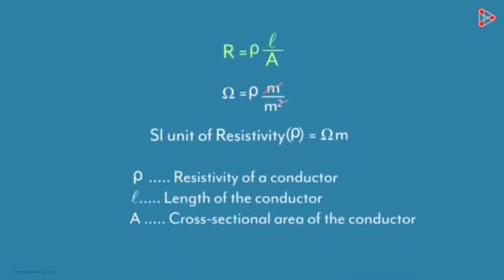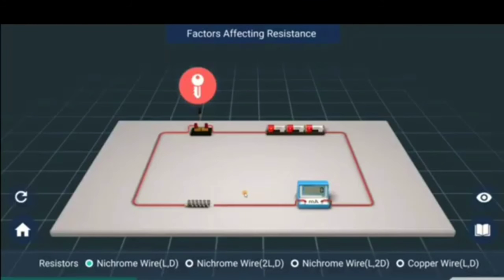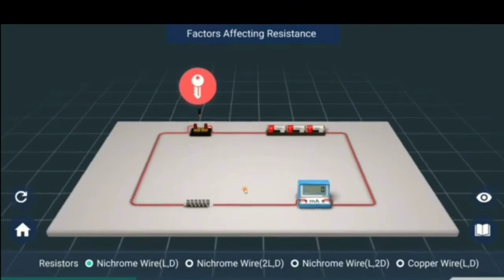So this is all about a little more experimental analysis on the factors affecting the resistance of a conductor. You can look at the explanation. It shows in what way the resistivity is different for different materials, so that different materials offer different resistances. Here is an additional presentation that helps you better.